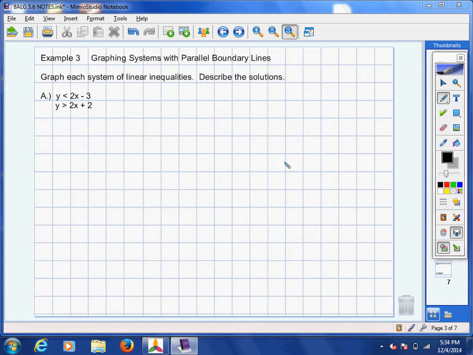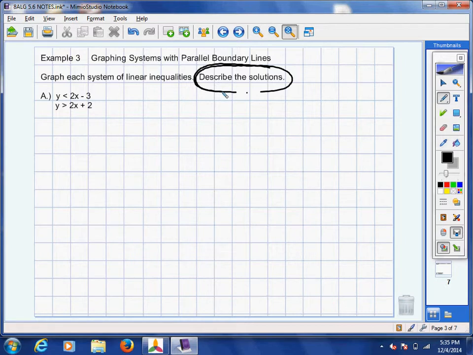Welcome back. We're in 5.6 doing example 3. We're going to graph systems with parallel boundaries. I'm going to show you 3 different sets of parallel lines and how the shading is different amongst them, okay? So the one set of directions that's going to be different from this particular example than example 2 is we're going to describe the solutions, and I'm going to talk you through that and help you understand what to do with that. Okay, letter A.